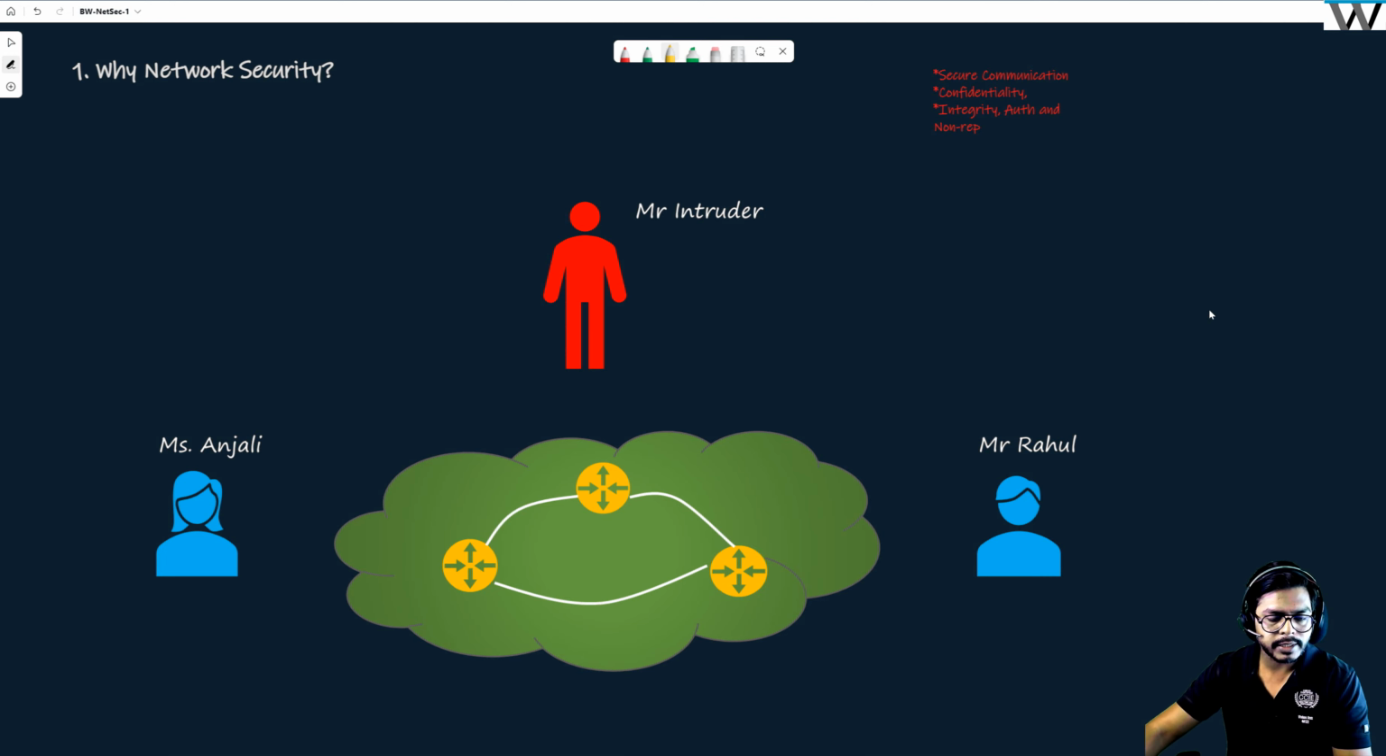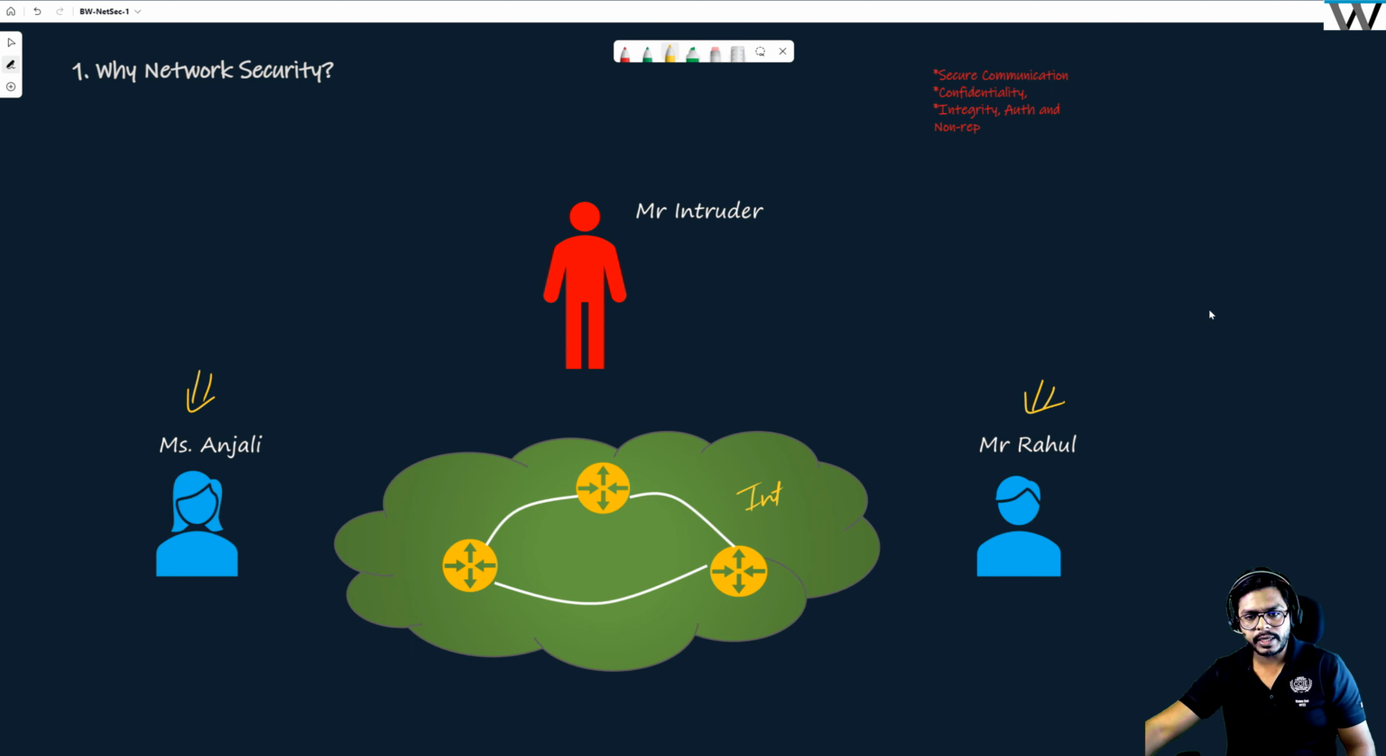We have two characters, and these two characters are going to be there for this entire course. The first character's name is Anjali. The second character's name is Mr. Rahul. I'm not sure whether you have watched my TCP series or not, but these two characters were there. Both have proposed to each other, and now they are in a relationship, right? And now they are talking over the internet.